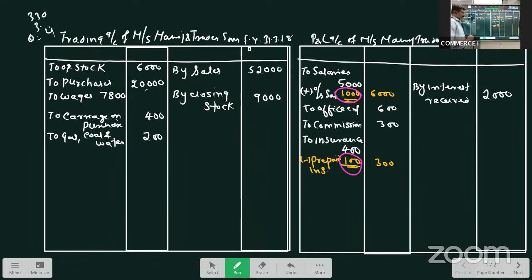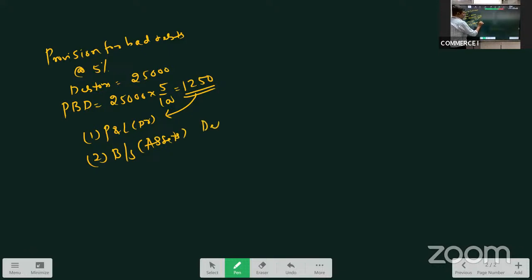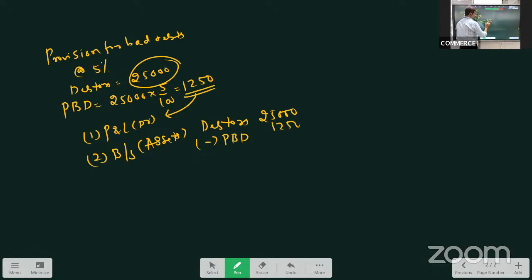Two effects, no? Once we have to deduct from debtors, and in P&L account, we have to show on the debit side. This 1,250 will show on the debit side of P&L account, and in balance sheet, asset side, we take debtors. What is the value of debtors given? 25,000. From that, we will deduct provision for bad debts, 1,250, and 23,750 we will show as asset on the asset side.